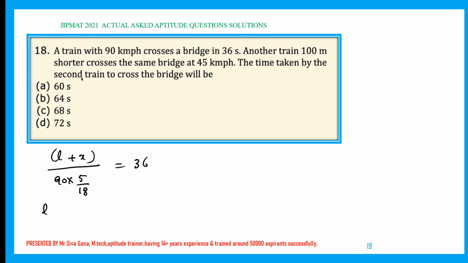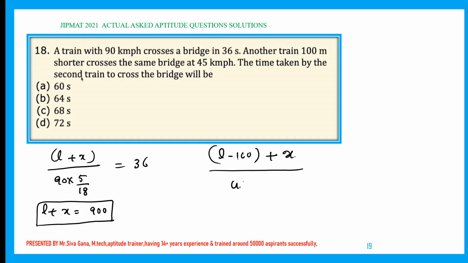So from this, L plus X is how much? 5 5s are 25, 18 2s, this is 900. L plus X is 900. This is the length of the train plus bridge. Now another train, 100 meters shorter, L minus 100, another train length. Bridge, same bridge length is X.